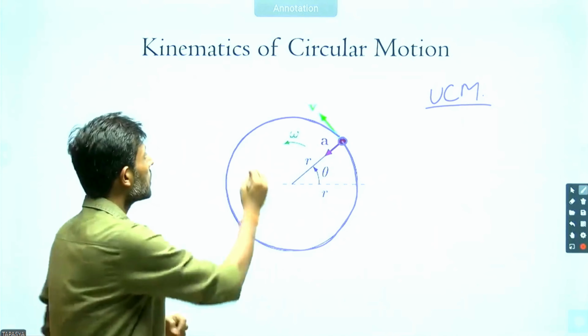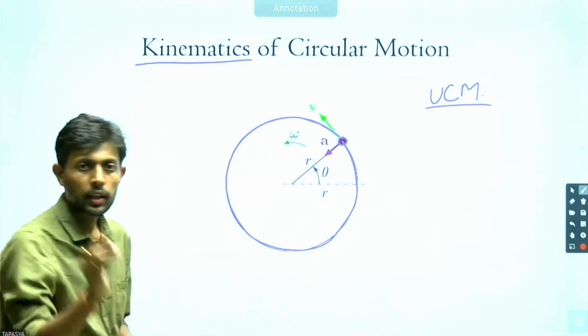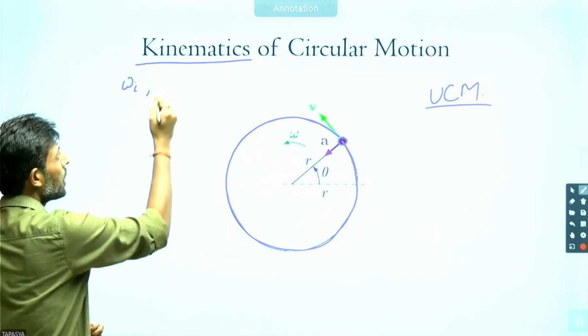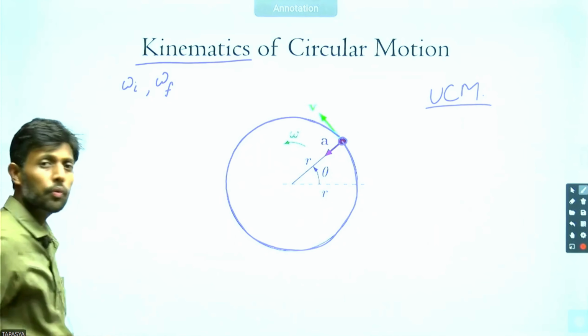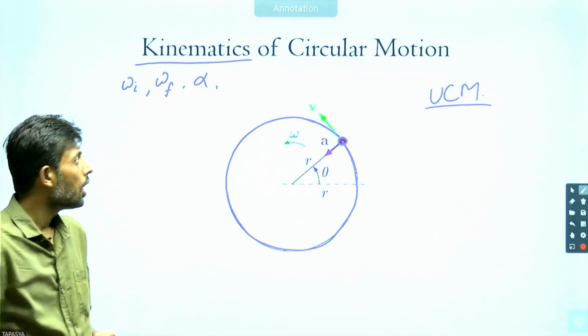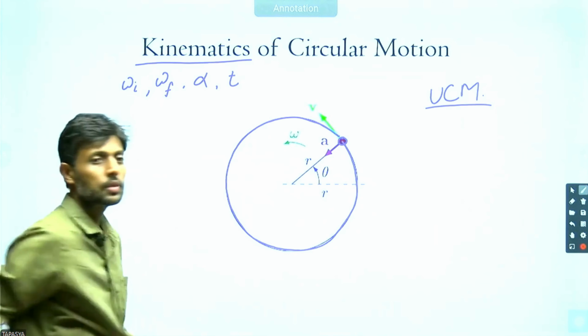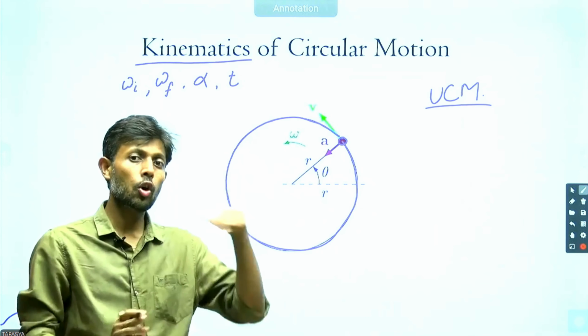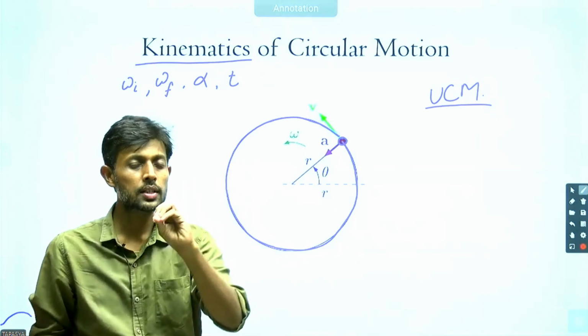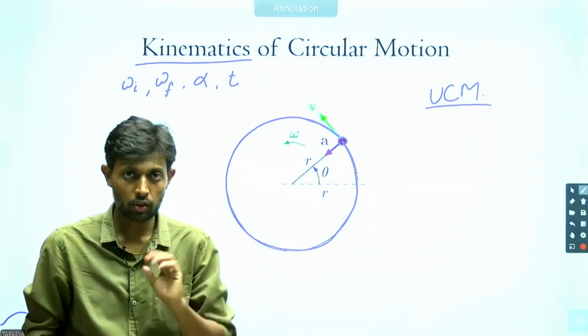Since this is circular motion kinematics, we are only concerned about the initial velocity, let's call it omega initial, the final velocity, let's call it omega final, the acceleration, and of course the time. So we are not concerned about what is causing this motion. That would be dynamics of circular motion. So we are not concerned about the forces acting on it.